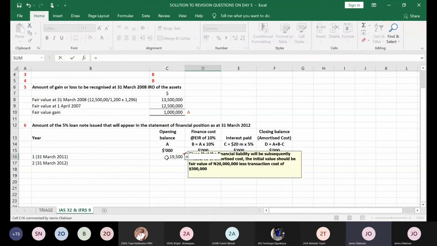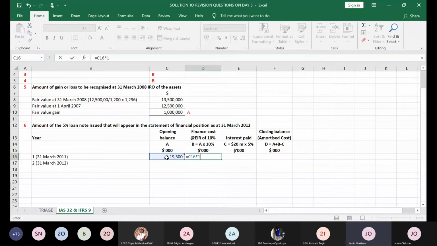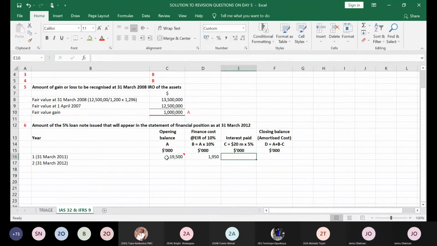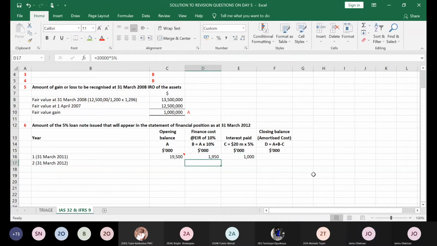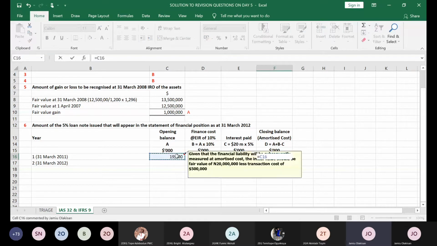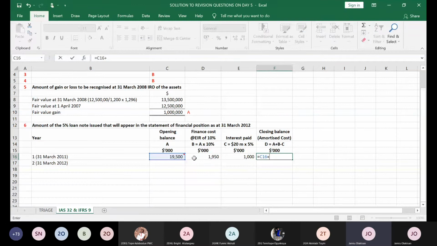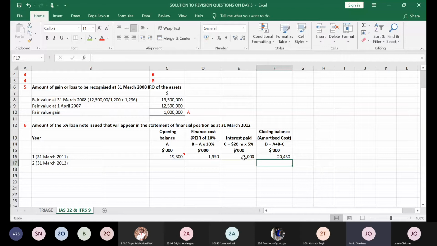So I say initial value, column A, multiplied by what? By 10%. That gives us the finance cost. We now say interest paid, 20 million like this, then multiply by 5%. That gives us 1,000, which is 1%. So opening balance plus this finance cost minus this 1 million gives us 2,450. That becomes the opening balance in the second year.